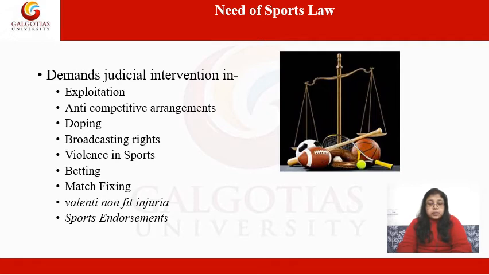All of that can be regulated if there is a proper law which attracts all of this, or which prohibits all of this. Then there is a very famous concept called betting and match fixing, which is involved in different kinds of sports, especially in cricket. That can be stopped if we have proper laws for it.